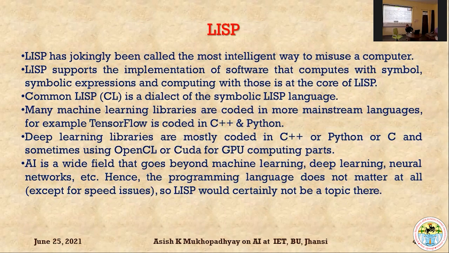When they found that a lot of new things were coming and the normal Lisp processing was not enough, they had to put something in. I did not include the slicing details because it would be too long. I had all the slides on how the generations of Lisp developed. But Common Lisp has started being used in other languages. And deep learning libraries are mostly coded in C++, Python, C, or sometimes OpenCL or CUDA for GPU computing parts. And artificial intelligence is definitely a wide field that goes beyond machine learning, deep learning, neural networks, etc.